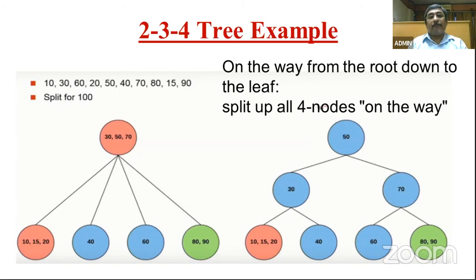Now, after split, this is my new tree. And if you ask how to insert 100, yes, I want to insert 100. It has to go to the right of 50. I come to 70. I have to go to right of 70 because it's 100. Then I go there and I find 80, 90, 100. So I insert 100 in that particular node, which contains 80 and 90.